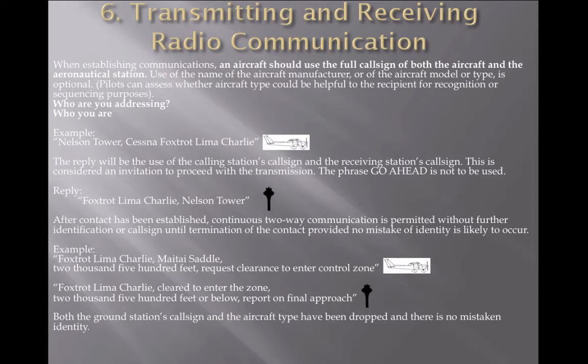Another example, Foxtrot Lima Charlie, Matai Saddle, 2,500 feet, request clearance to enter control zone. Control will then respond, Foxtrot Lima Charlie, cleared to enter zone, 2,500 feet or below, report on final approach. Both the ground station's call sign and the aircraft's have been dropped, as there is no way of mistaking the identity. The communication's been established. You can go ahead and proceed until that communication has completed.